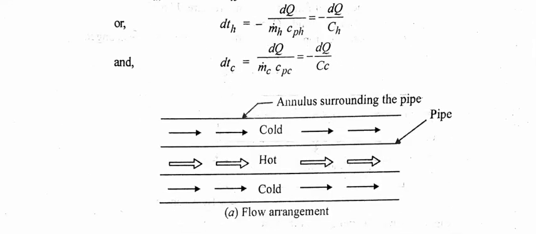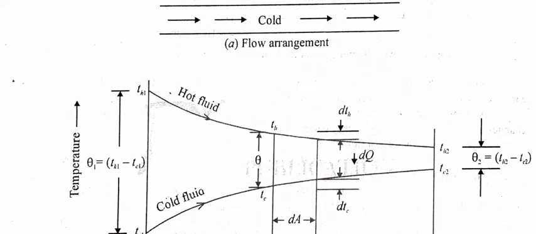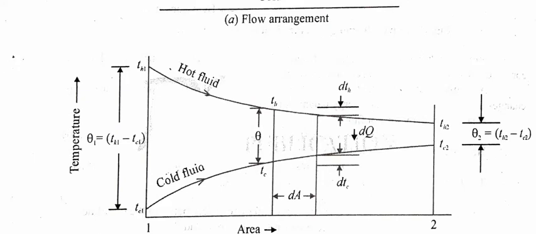Now we have an arrangement where the hot fluid is moving between two colder pipes. This is the arrangement by which we are able to transfer the heat.